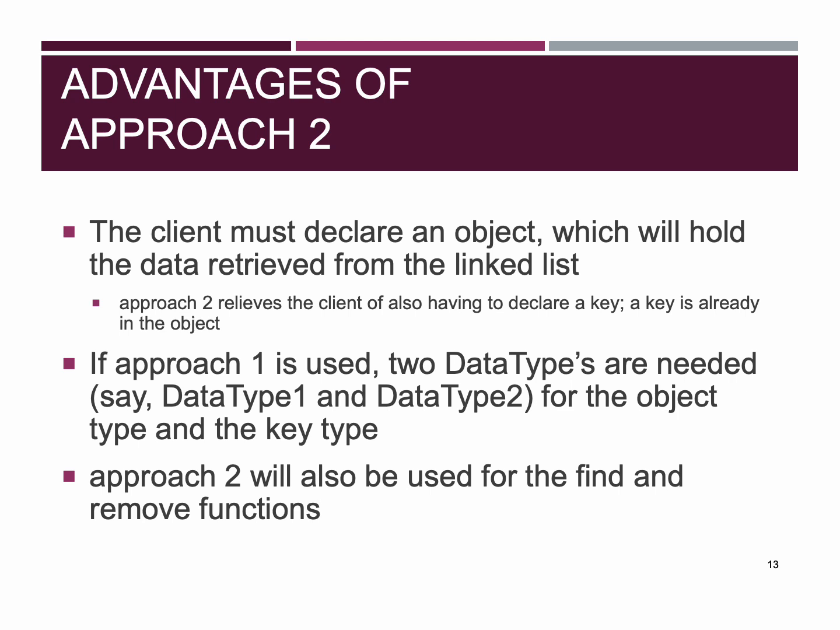For instance, if the object was data type 1 and the key was data type 2, we would need to handle both data types separately. Additionally, approach 2 simplifies operations like find and remove, as the same object-based mechanisms can be used for those functions as well. By using this approach, we streamline the code and make the client's job easier by reducing the need for managing separate keys.